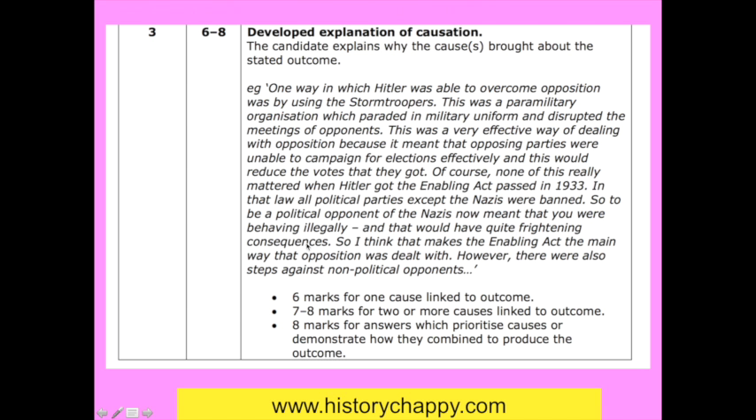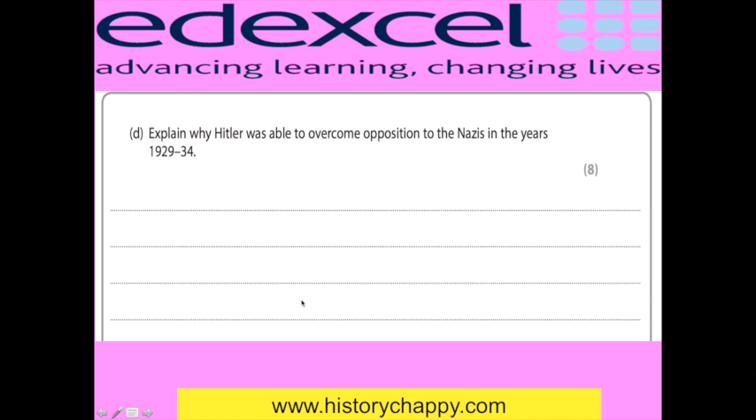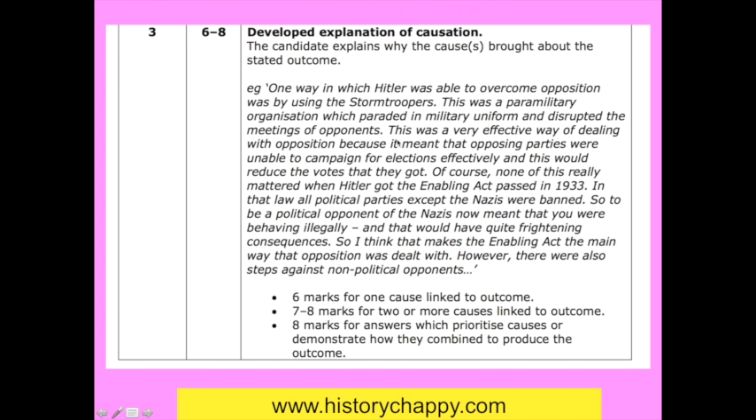So what we need to do, well, we need to develop statements of causation. So it's about what caused or drove events in history. Okay. So you need to explain why the causes brought about the stated outcome. So 8 marks for answers which prioritise causes or demonstrate how they combine to produce the outcome. Now that's key. So if you're talking about 2 reasons why Hitler was able to overcome opposition in the years, let's say it was the SA, whatever other reasons, you'd need to show how they combined to help the Nazis overcome opposition in those years.